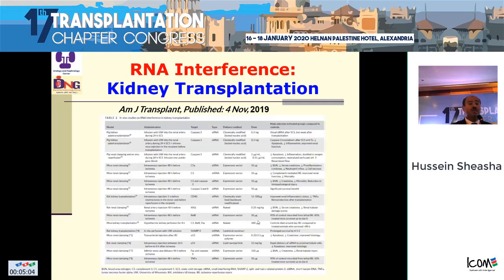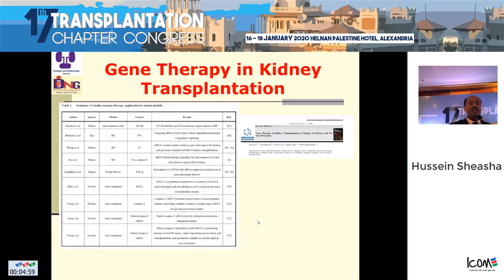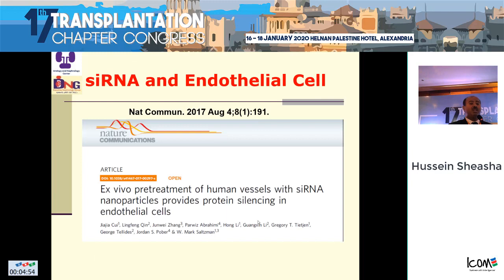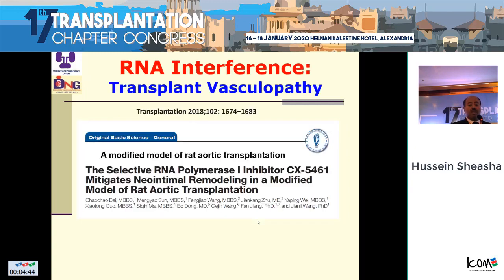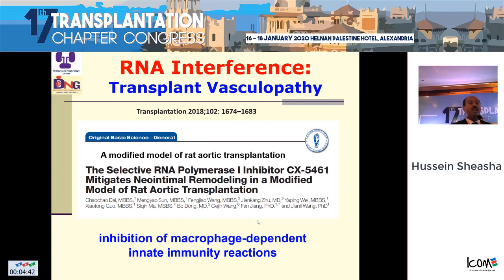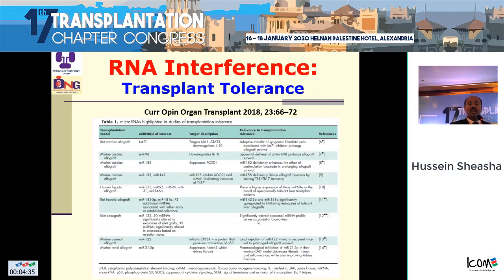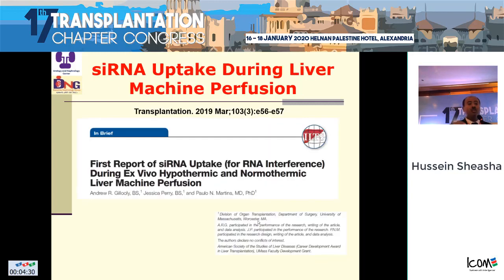I think it is essential, but it's still experimental. Again, for kidney, a lot of preclinical research for lung and heart transplantation. And this is another experimental work showing that by RNA interference therapeutics, we can protect endothelial cells and the artery by inhibiting macrophage-dependent innate immunity with RNA interference, and to enhance tolerance again and again. All these studies are preclinical and not human.